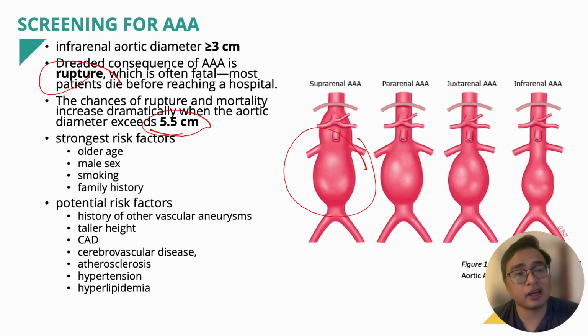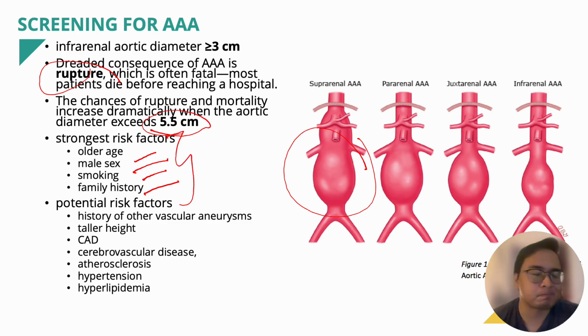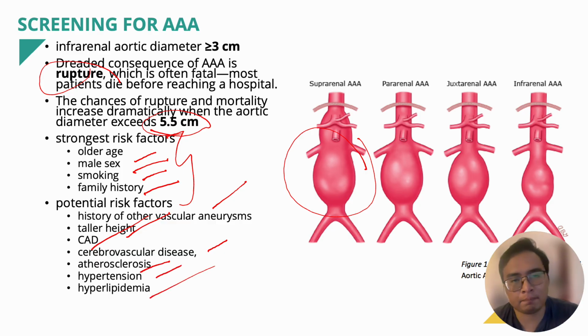So there are certain risk factors associated with AAA, and these are older age, male sex, smoking, as well as family history. So you need to ask for that during the history-taking portion. So what are some other potential risk factors? History of other vascular aneurysms, a taller height, coronary artery disease, cerebrovascular disease, atherosclerosis, hypertension, and hyperlipidemia.